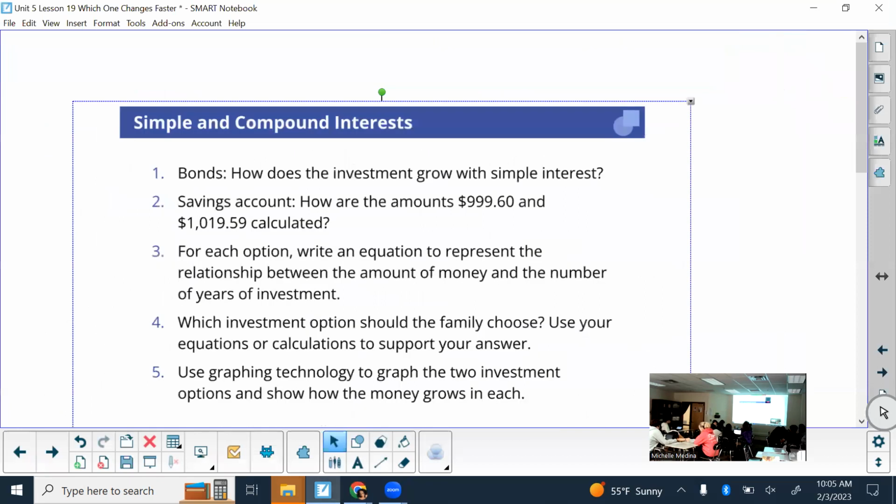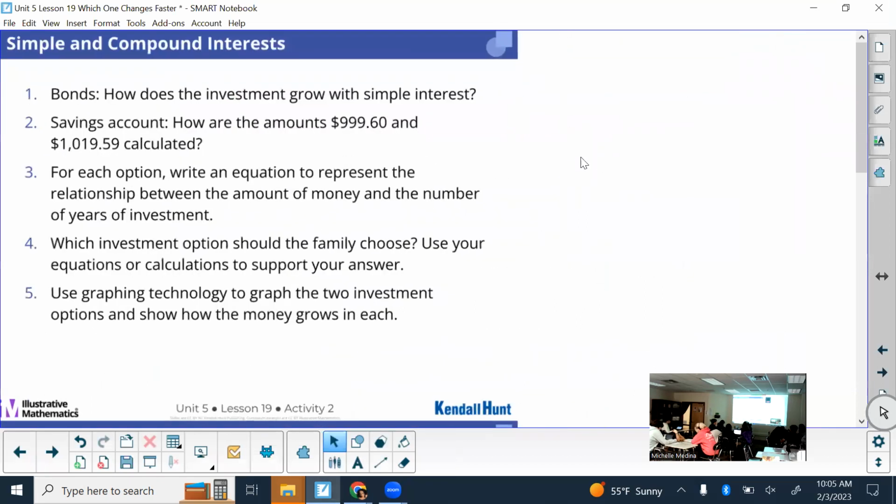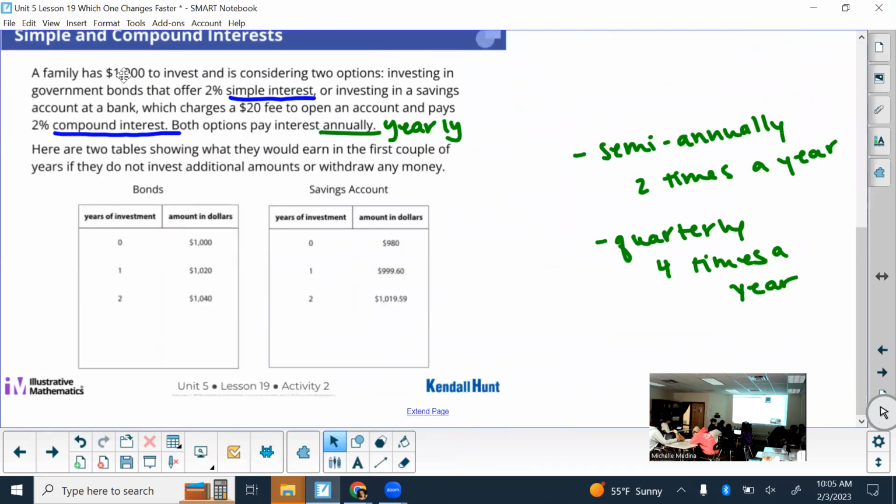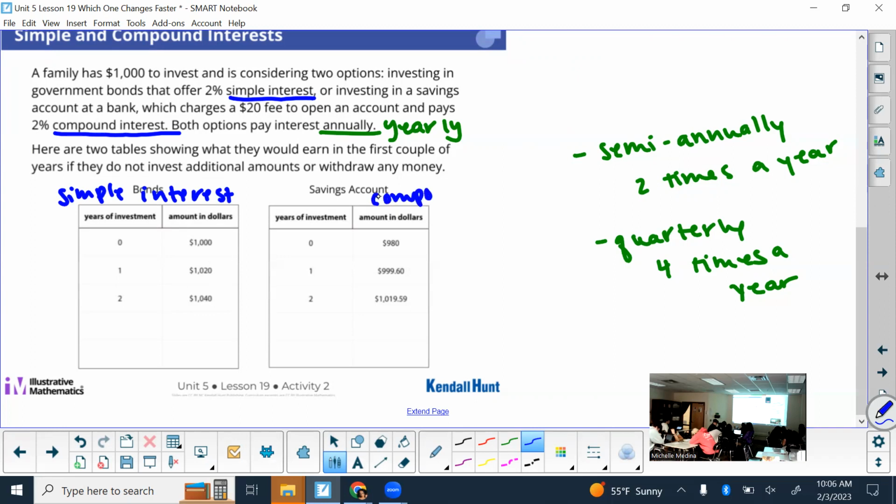So how does the investment grow with simple interest? Try that on both accounts. Play around with it, see how it grows with the simple interest, which is the one on the left, versus the compound interest, which is the one on the right. So just look at it. Also try to continue the table as well. I'll give you a minute to do that.